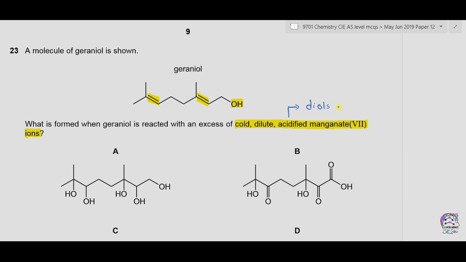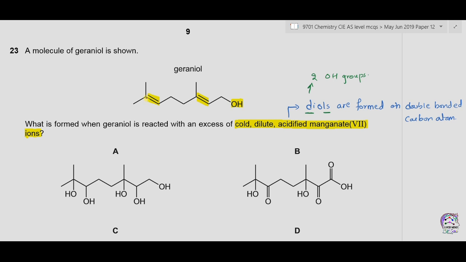diols are formed on the double bonded carbon atoms. Diols means two OH groups, each on the double bonded carbon atom. There is no effect of cold dilute acidified manganate on the OH group.